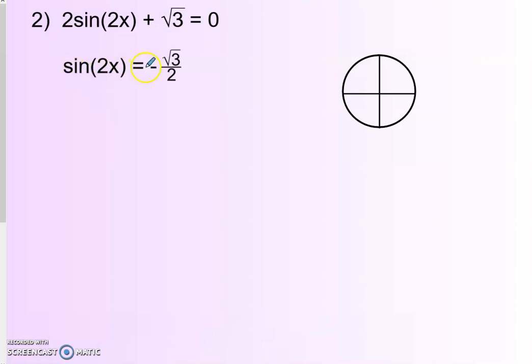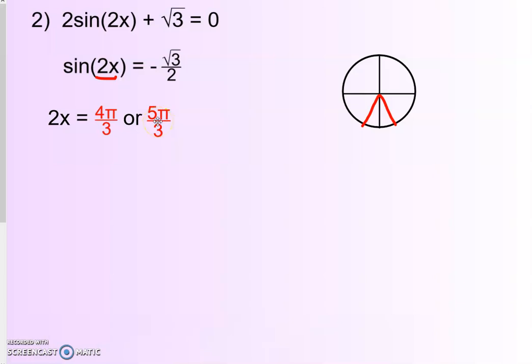We know the sine is negative down here in quadrants 3 and 4. We know it's radical 3 over 2 at the steep angles. So we get that value and that value. And remember, these values are our angle. And our angle isn't x, our angle is 2x. So 2x is 4 pi thirds or 5 pi thirds.